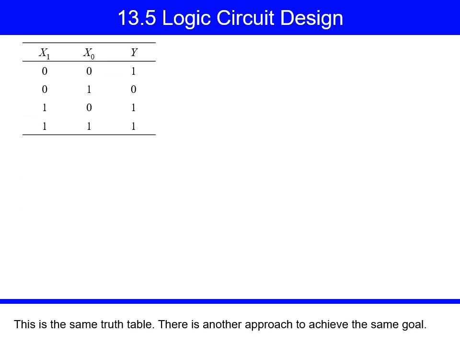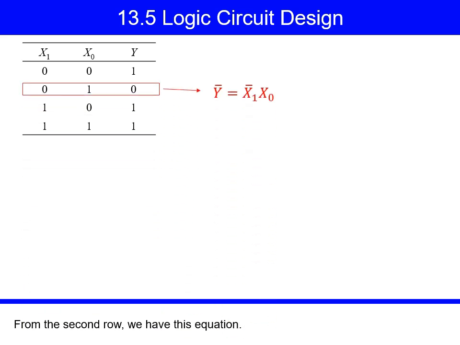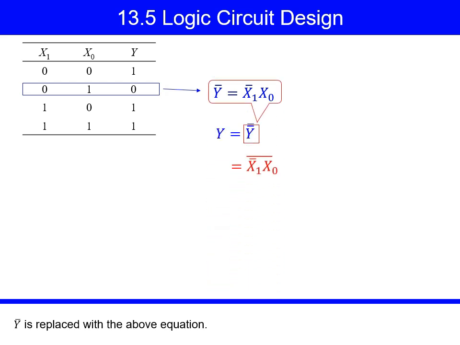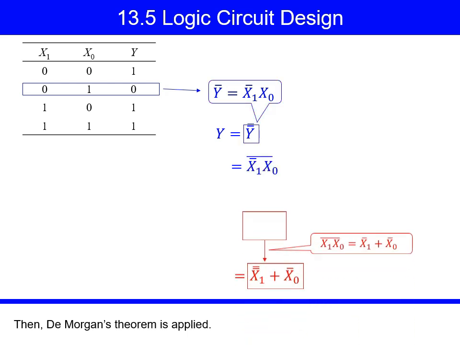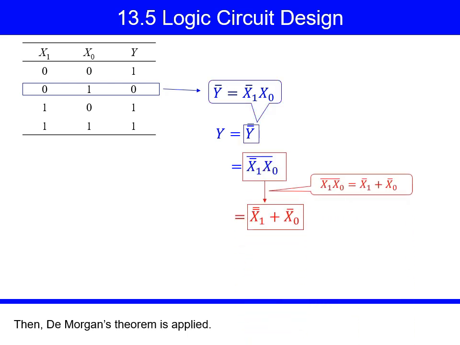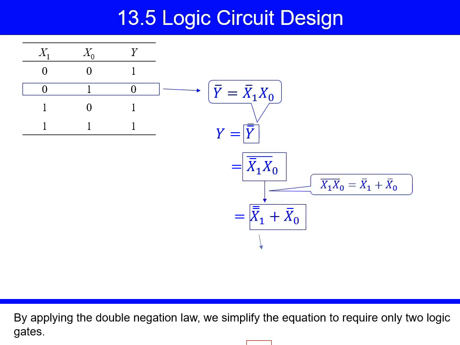This is the same truth table. There is another approach to achieve the same goal. From the second row, we have this equation. This is the double negation law. Y bar is replaced with the above equation. Then, De Morgan's theorem is applied. By applying the double negation law, we simplify the equation to require only 2 logic gates.